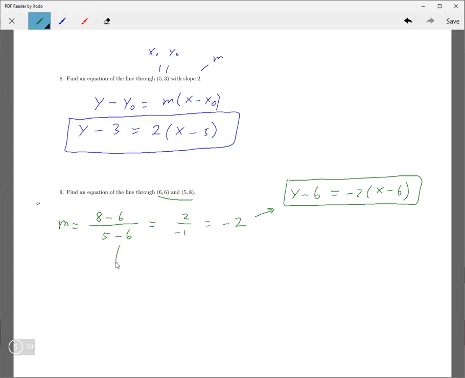The other way you could do this is the slope-intercept form. Just plug the negative 2 in for the slope, and then just find this b and plug it back in. So you can plug that point in, a 6 in for y, and a 6 in for x, like that.